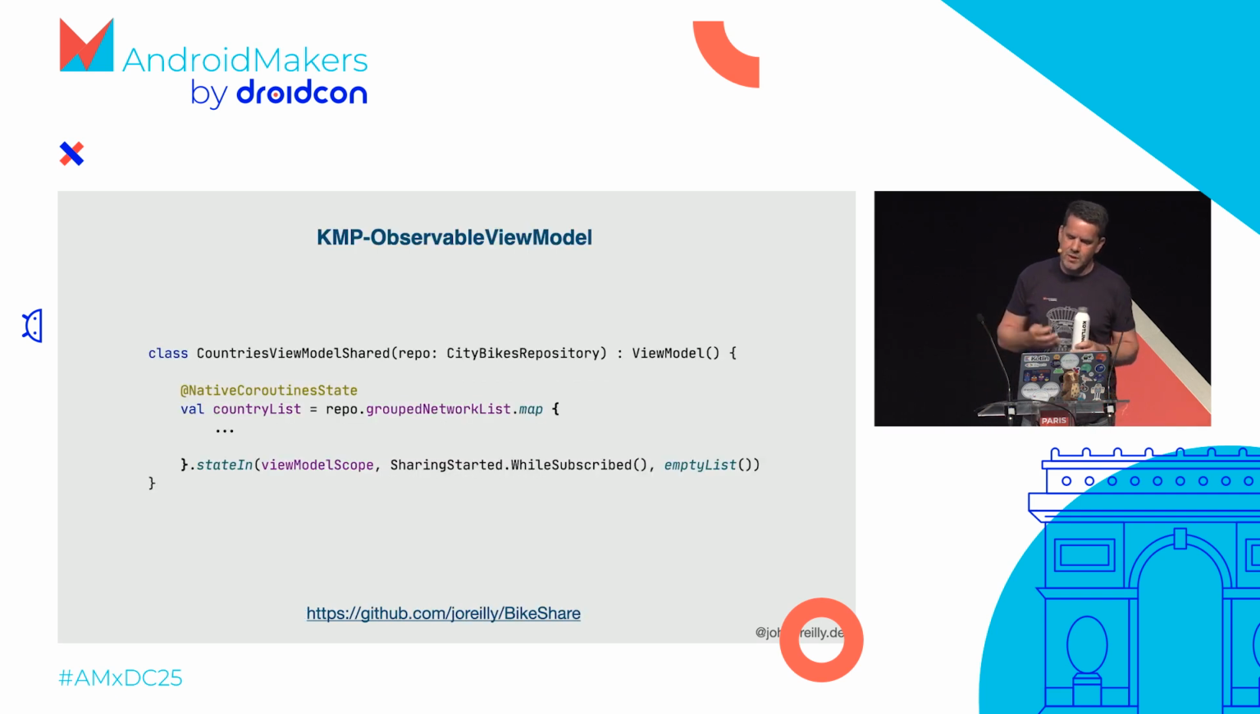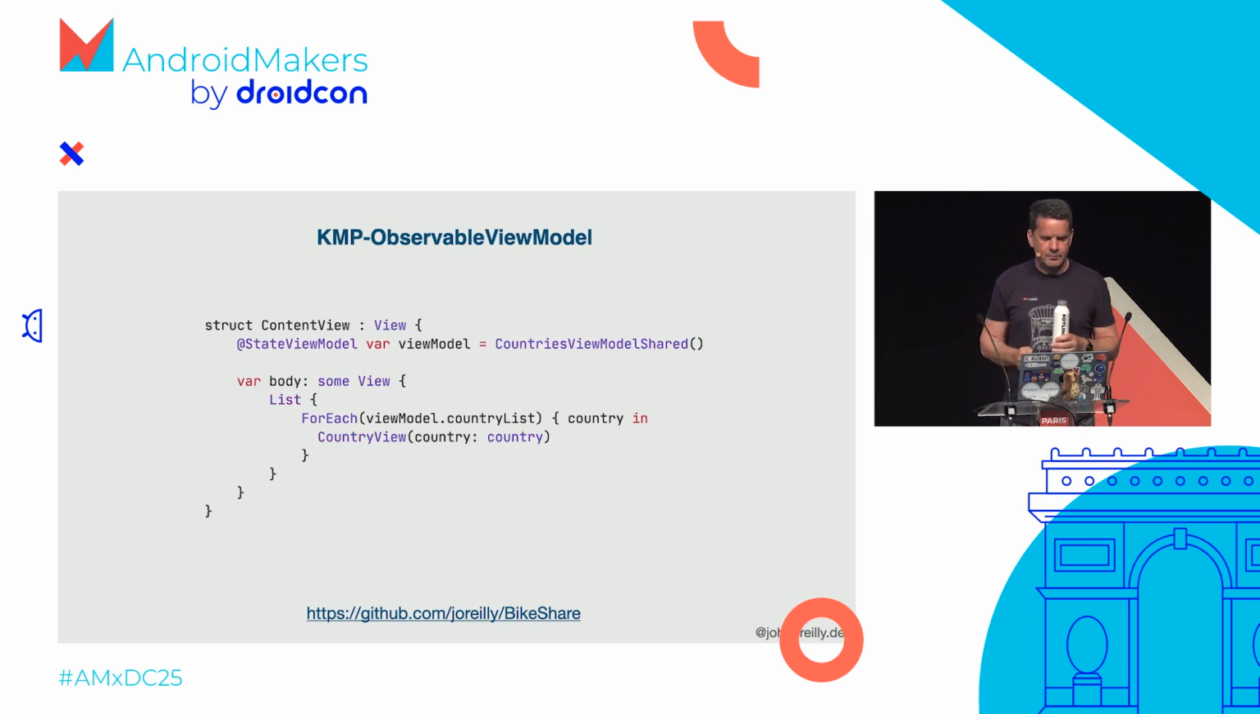And this is an example of one of the shared Jetpack ViewModels in the bike share project. In this case, exposing the list of countries we are displaying. We're using our repository class to get the list of countries, doing some transformation of that information, and exposing it then as a StateFlow. This is how that's consumed in SwiftUI in the iOS client.